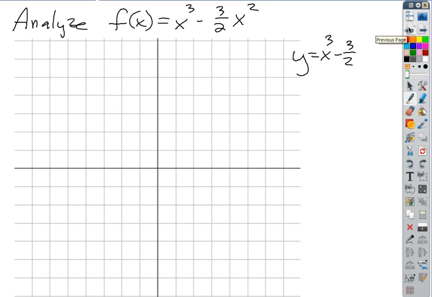Okay, so here's our problem. x cubed minus 3/2 x squared. Now, in order for us to analyze this, we're going to have to do a derivative. So let's go ahead and get that out of the way. What's y prime? 3x. Okay, everybody good at that?